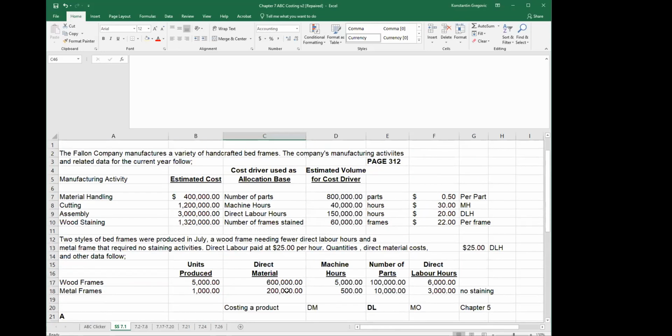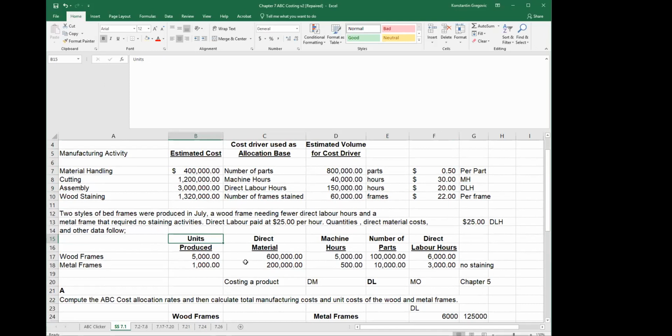So that basically gives you a rundown. We started with the activity. We were given the estimated costs. These were our manufacturing overhead costs. They gave us the estimated volume based on our cost drivers. The drivers were the number of parts, machine hours, direct labor hours, the number of frames. We quickly estimated our overhead rates over here per part, per machine hour, per direct labor hour, per frame, based on our activities.